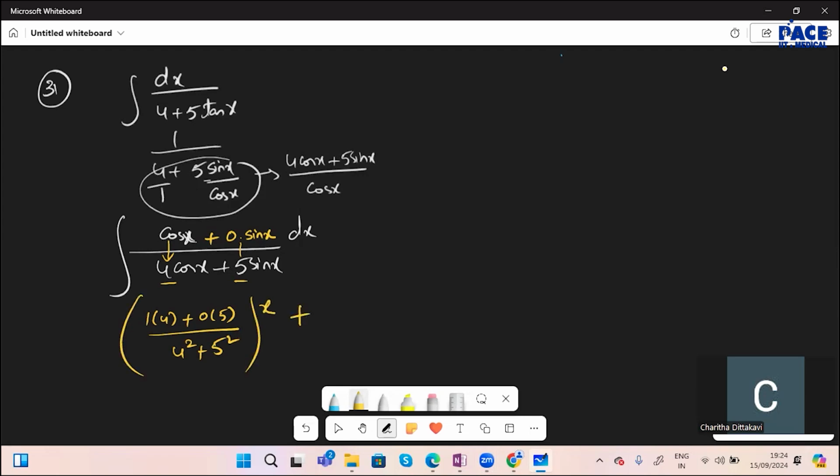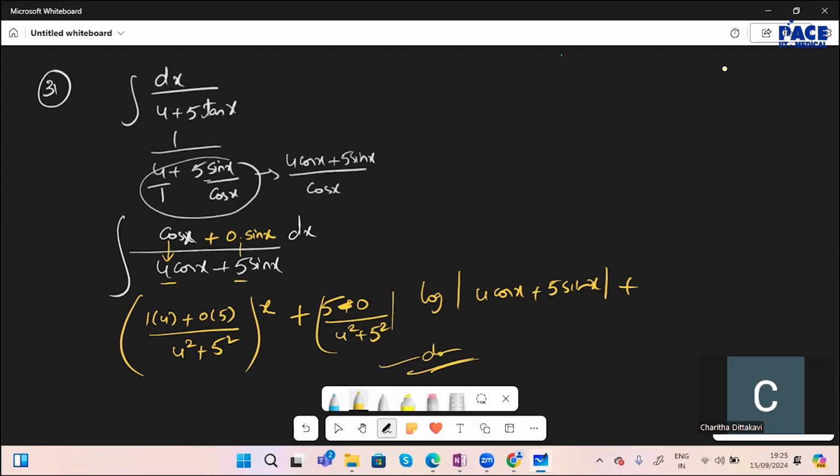Plus now cross: 1 into 5, that is 5, plus 0 into 4, that is 0. You can take a minus here actually. By again 4 square plus 5 square, with log mod denominator. So log mod 4 cos x plus 5 sin x, plus C. So that kind of calculation is what you can complete from there. That is nothing but 4 by 4 square plus 5 square. All that calculation you can do on your own.